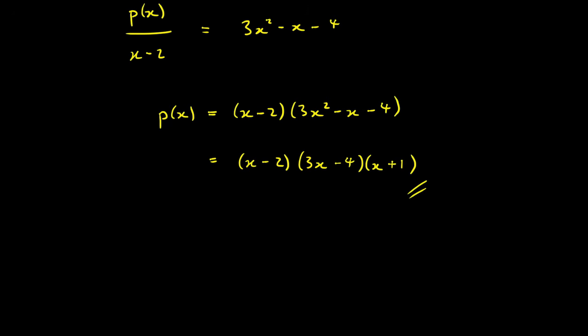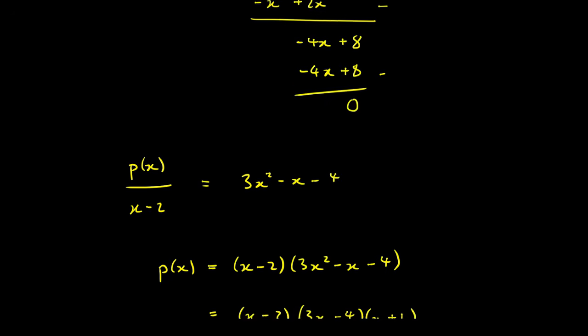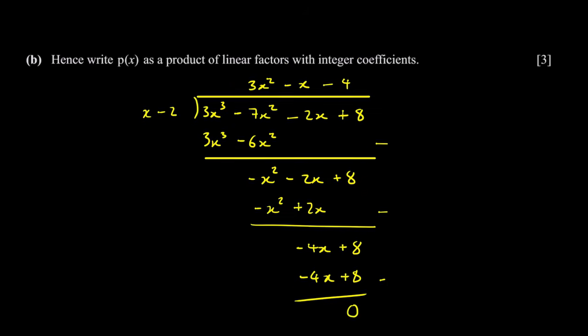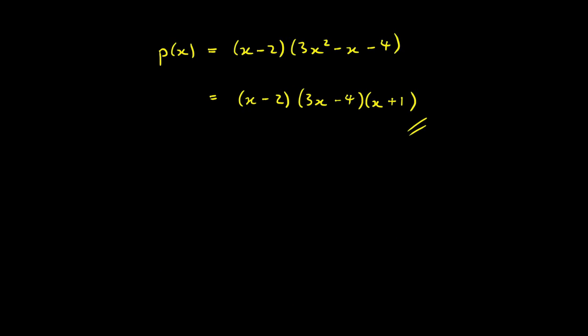Now, of course, if you couldn't do that by factorization, you could solve using the quadratic formula. The quadratic formula will give you roots, and therefore, if you've got the roots, you can find the factors. So is that all I'm supposed to do? I think that's all I'm supposed to do. So I'm just going to check my answer against the mark scheme. X minus 2, x plus 1, and 3x minus 4. Yep, that's all correct.